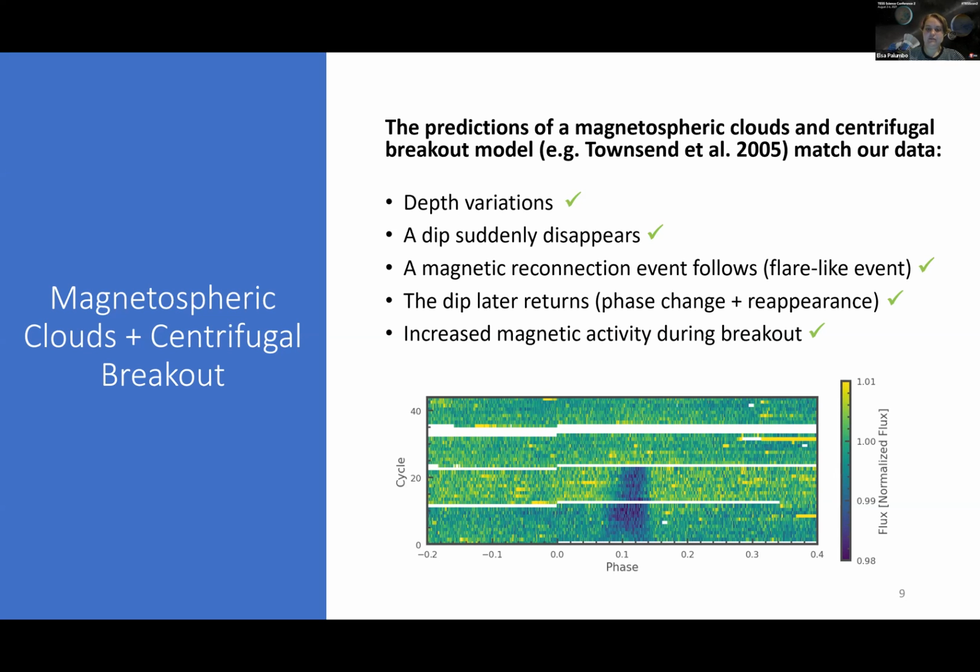Also, the fact that we have evidence for the dip returning, direct evidence via the reappearance in the LCO data, and also indirect evidence via the phase change between sectors 1 and 27, that's entirely consistent with what this model will predict. And finally, the increased magnetic activity that we see surrounding breakout is exactly what we would expect as well.